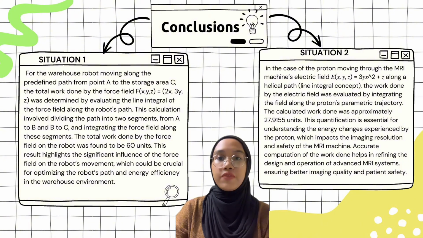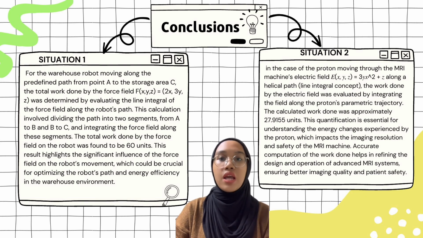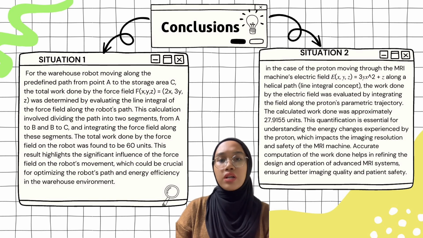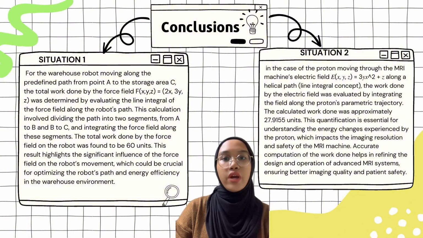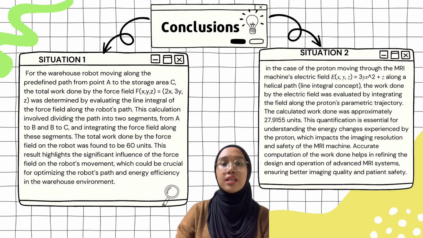Accurate computation of the work done helps in refining the design and operation of advanced MRI systems, ensuring better imaging quality and patient safety. Overall, this calculation demonstrates the importance of understanding the interaction between moving objects and force or electric fields in various applications, whether optimizing robotic movements in a warehouse or improving the functionality of advanced medical equipment. Precise mathematical analysis of work done by fields is crucial for enhancing performance and efficiency.